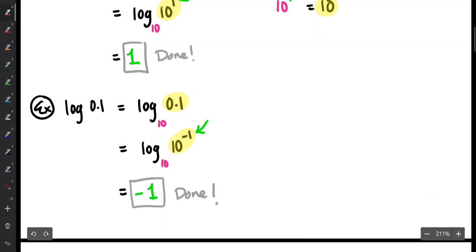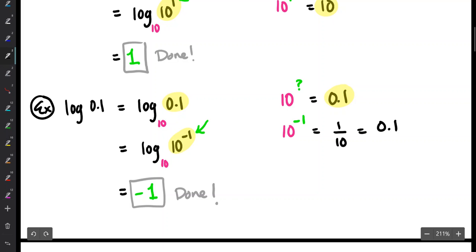If we're writing the equivalent exponential statement, 10 to what power is 0.1? That's the question. Oh, 10 to the minus 1, which is a tenth, that's 0.1. The number we're looking for here is minus 1, the exponent. Okay, let's do a few more.